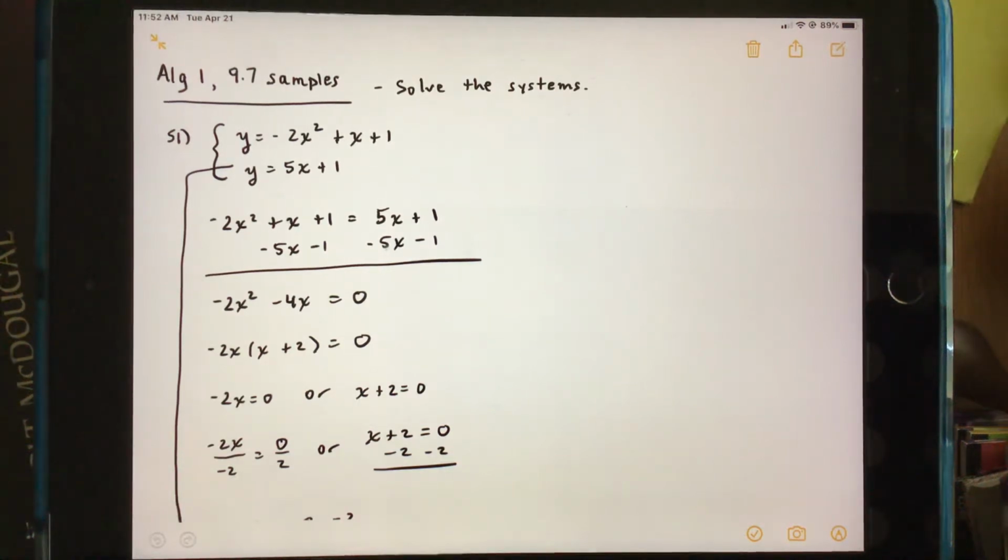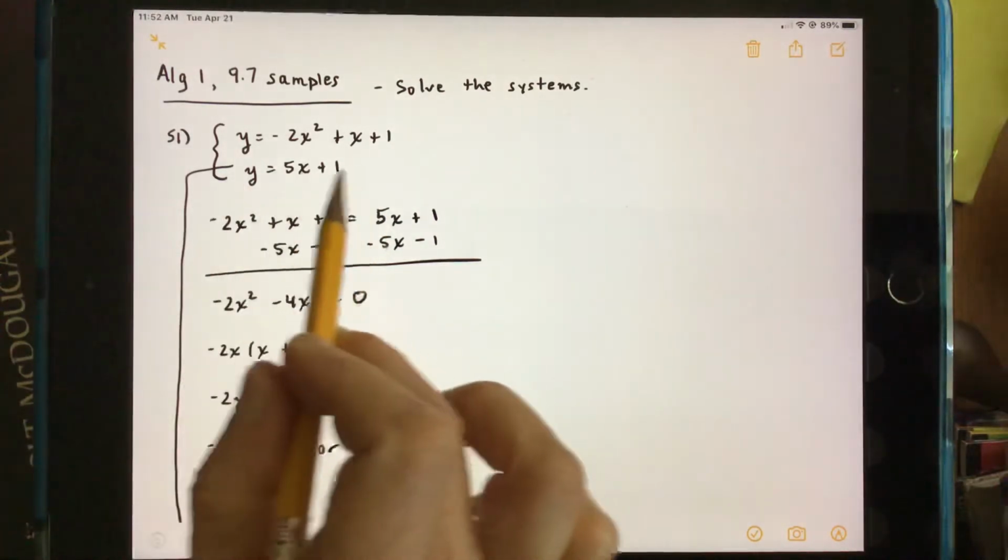Hello, Algebra 1 class. We're going to take a look at our 9.7 samples, preparing for our quiz 9.7, where we're solving systems that include a quadratic equation and a linear equation. So remember that even though we're not graphing these, we are looking for the 1, 2, or no points of intersection for this parabola from the quadratic equation.